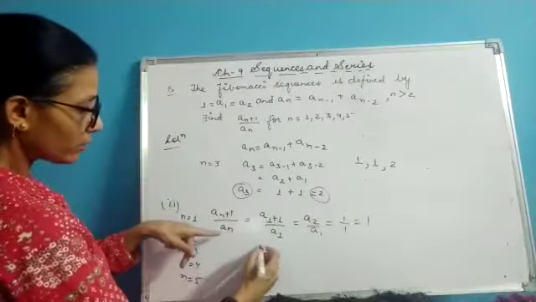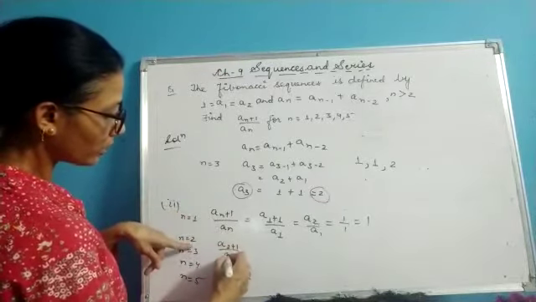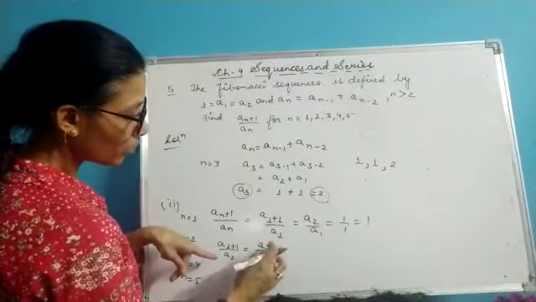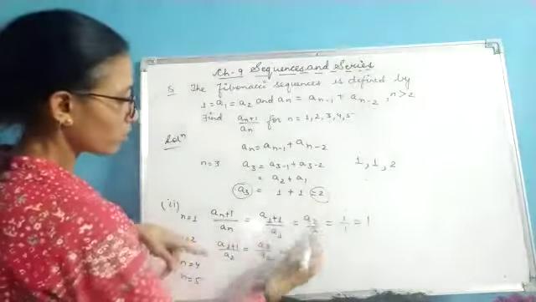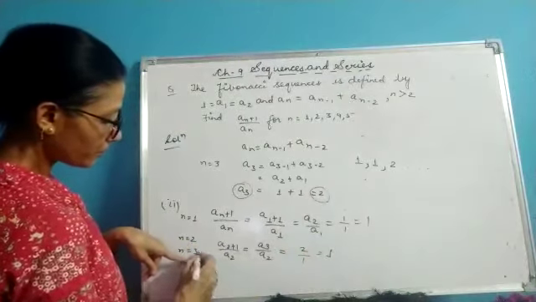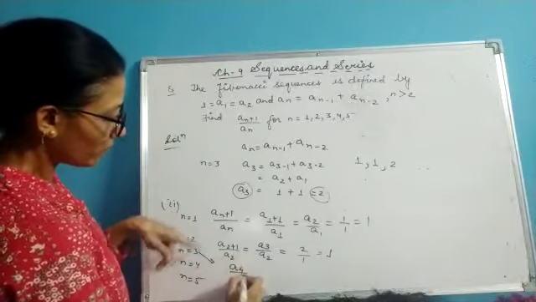For the next it will be n equal to 2. So a(2 plus 1) upon a2, which is a3 by a2. I know what my a3 is. a3 is 2. So this is 2 by 1, equal to 2. Next you will be calculating it for n equal to 3. So it will be a4 by a3.